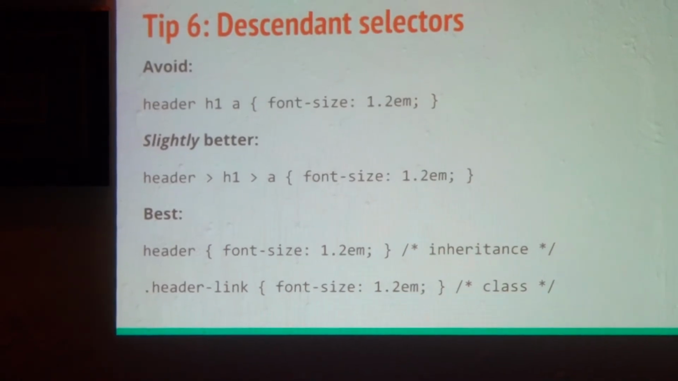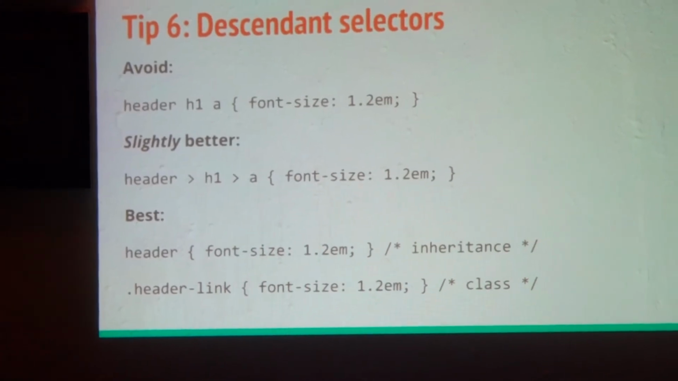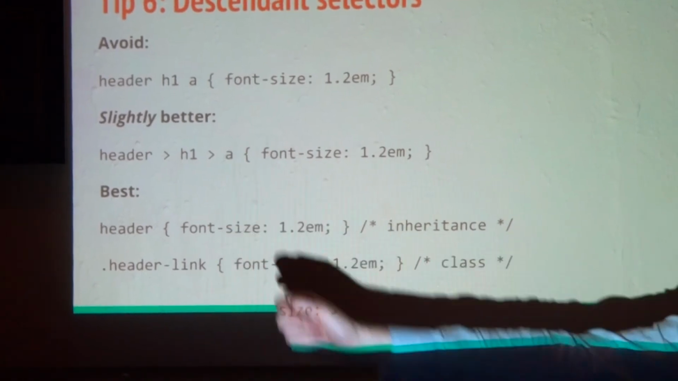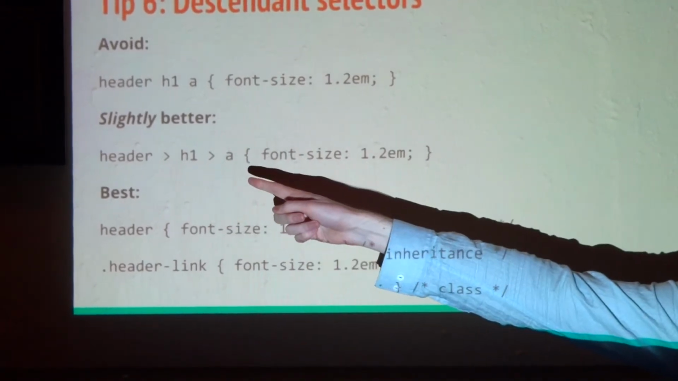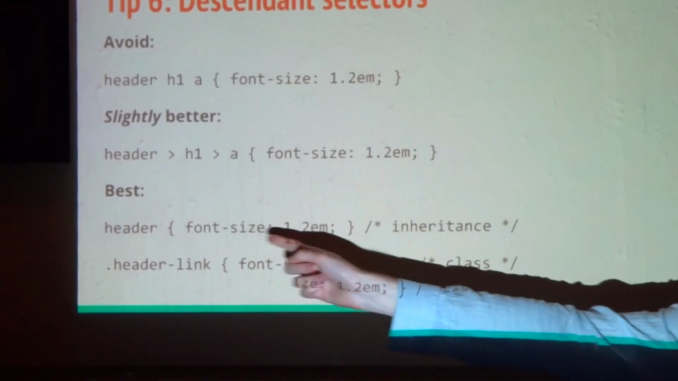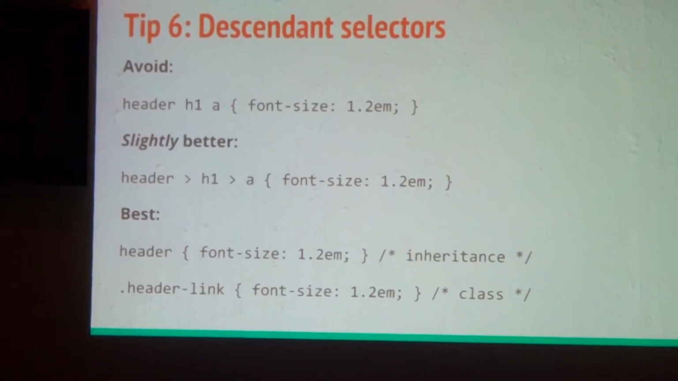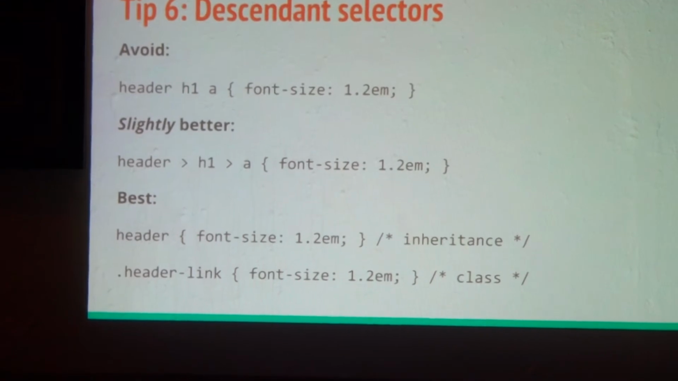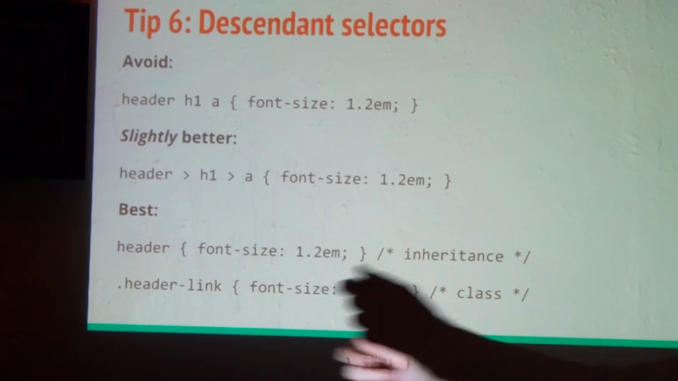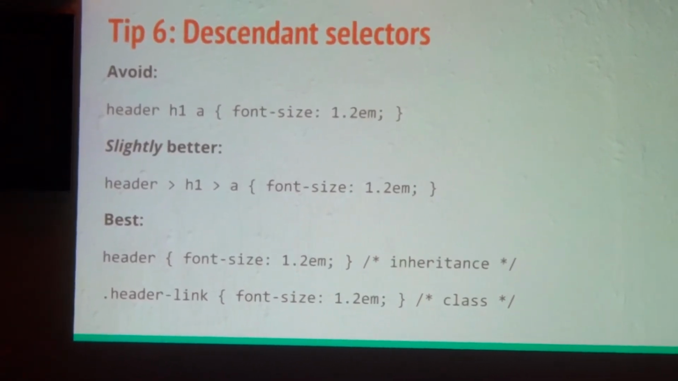But it's only slightly better. Really, the best thing to do is to either use inheritance. So down here we're setting the font size on the header element. So the font size down here is less relevant, really, because this font size will be applied to everything in the header, including that A tag. Or to use class as your selection, and just try and keep this 1 or at most 2 deep. If you start building really long chains of selectors, then it just slows everything down.